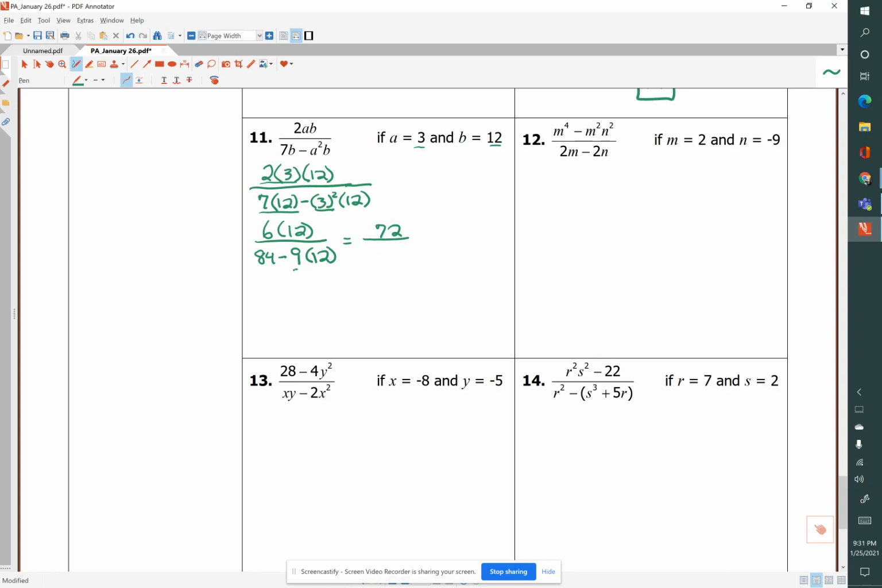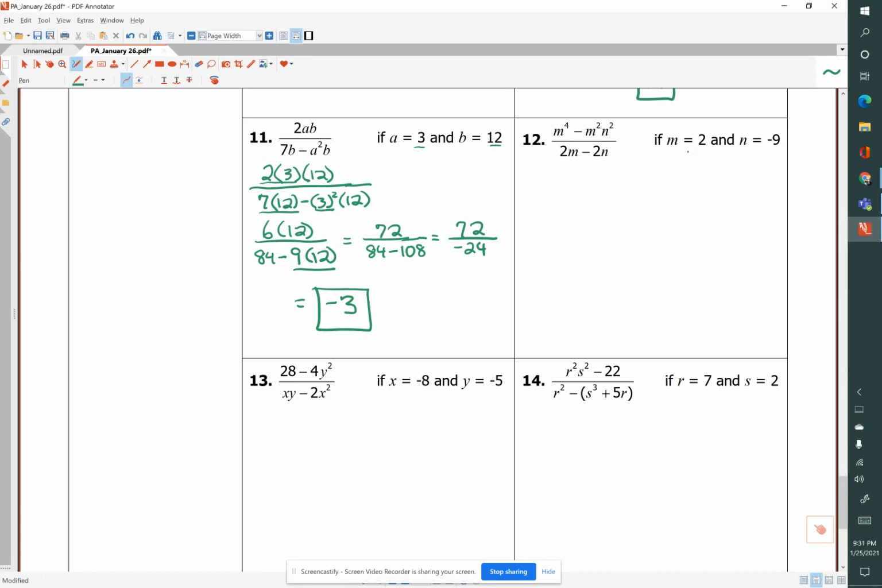Then we will have 84 minus 9 times 12, which is 108, which equals 72 over 84 minus 108, which is negative 24. And 24 goes into 72 3 times, and a positive divided by a negative is a negative. So our final answer is negative 3.